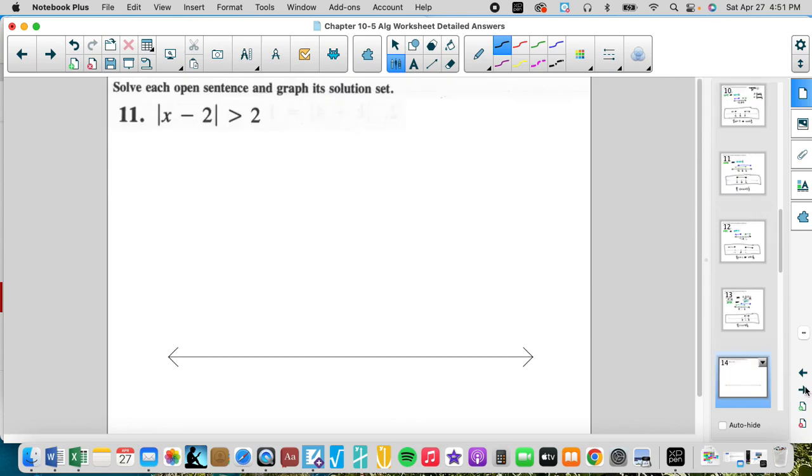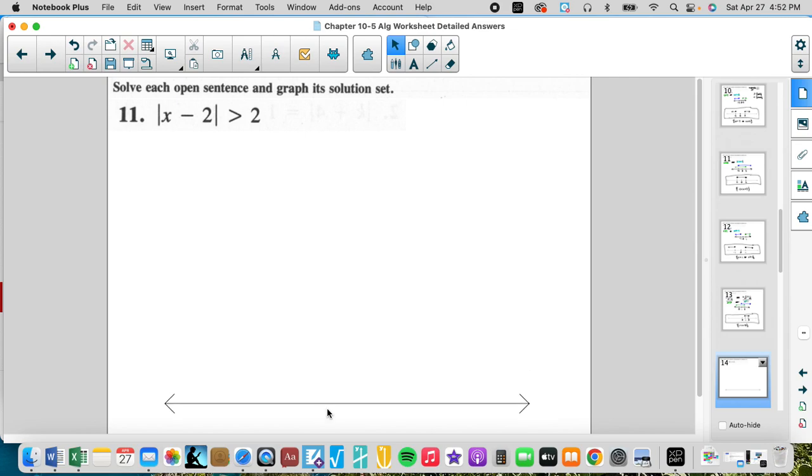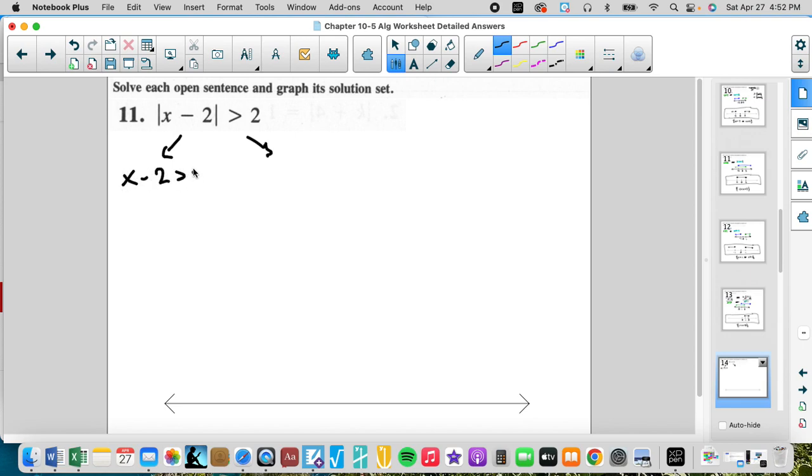So practicing that is really going to pay off. If it doesn't pay off in 8th grade or Algebra 1, then it'll pay off in Algebra 2 when you see inequalities and absolute values, because you will see it and you'll be ready for it. So even though it's not being asked, x minus 2 is greater than 2, that's greater than, so it's an or, x minus 2 is less than negative 2.